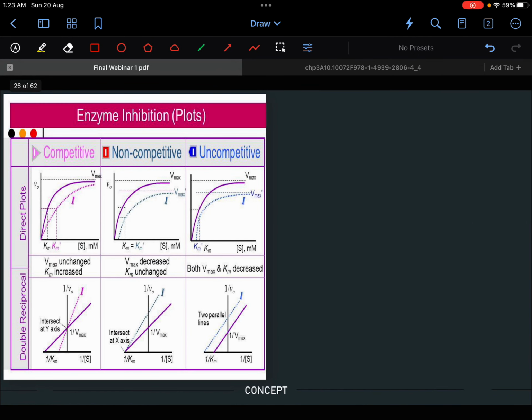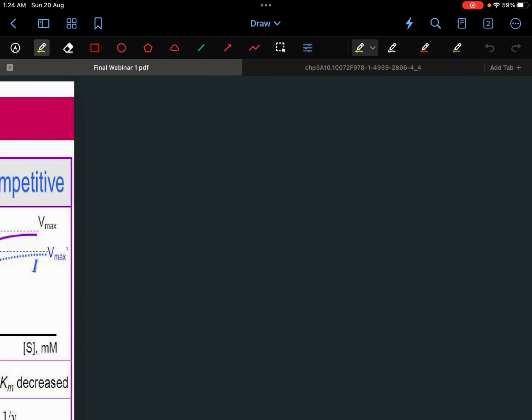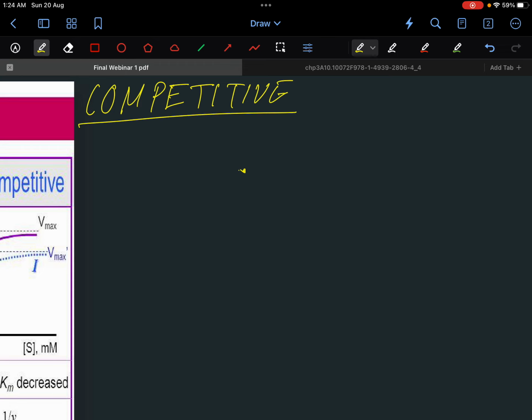Now, in terms of plots and enzyme inhibition, there are three kinds of enzyme inhibition. I'll come to this image later. Let us discuss them one by one. So the first inhibition is competitive inhibition, right? Competitive inhibition. What happens?